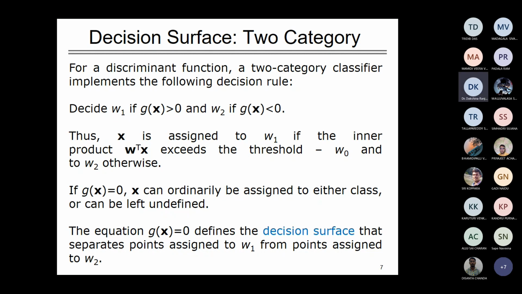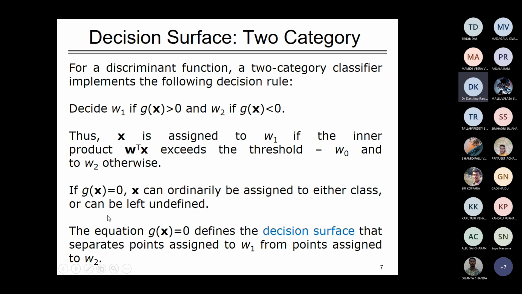Okay. Now you can imagine another situation where we get g(x) equals 0. So when g(x) equals 0, x can be assigned to either class. That means whenever g(x) is found to be 0, x is lying on the decision boundary or decision surface. So in this situation, we can assign x either to W1 or to W2, since x is found on the decision surface.